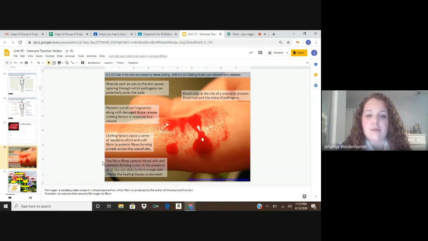The fibrin fibers capture blood cells and platelets, forming a clot. You can think that mesh is sticky, so it's going to allow red blood cells and other platelets to attach to close up that wound. In the presence of air, the clot will dry to form a scab which shields the healing tissues underneath. Overall, these blood clots at the site of a wound help prevent blood loss and also prevent the entry of pathogens.